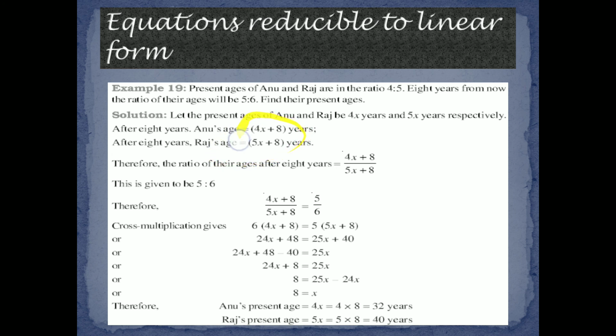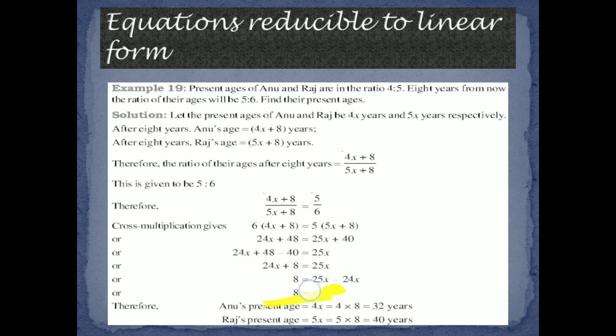Now their ratio of ages is given, right? So I have to put it in the fractional or rational form. That's why 4x plus 8 upon 5x plus 8. Their ratio was given to be 5 is to 6. Therefore, I can put 5 upon 6 on the right hand side. So this becomes our total equation. Okay. Now by cross multiplication, 5 with 5x plus 8 and 6 with 4x plus 8. If I solve the equation, I get x is equal to 8.